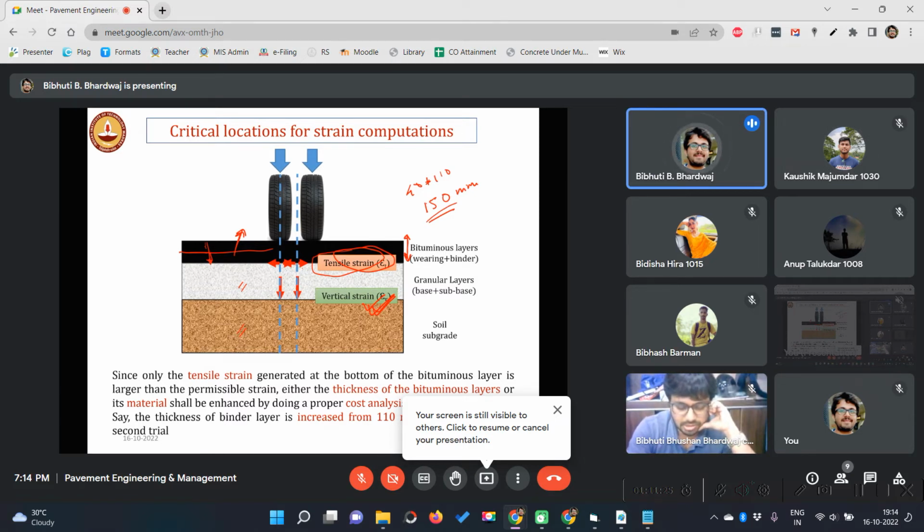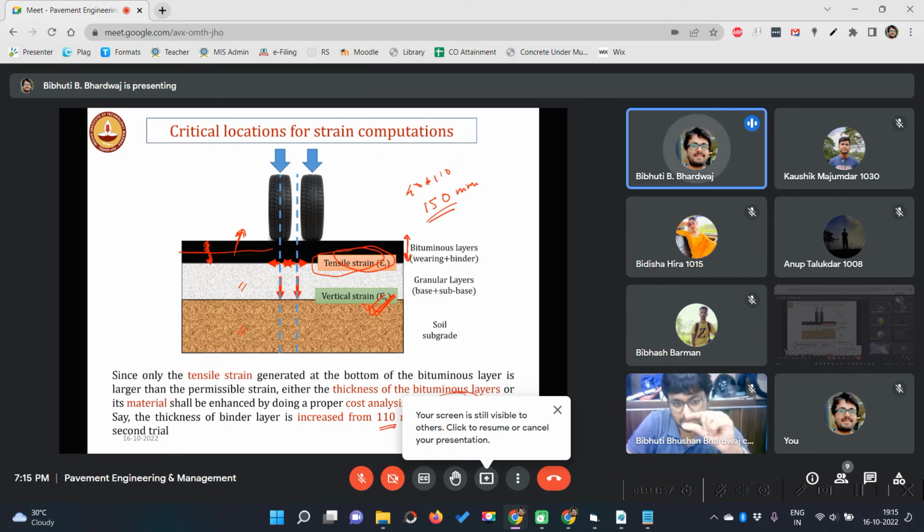Generally the first layer is costlier, so you don't increase the thickness of the first layer. The second layer you can increase. From 110, you can increase it to 130. You can increase it to 120 also, but maybe it will again fail. That's why I increased to 130 directly. So it's again optimization.